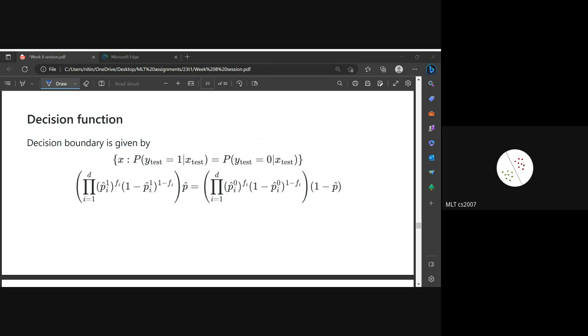Okay, let's move to the next part, which is the decision boundary. What does the decision boundary look like in naive Bayes? It will be where these probabilities are the same, because where one is greater it becomes class 1, and where the other is greater it becomes class 0. So the decision boundary is all those points where these probabilities become the same. If you solve this for fi, by taking the log and solving for fi, you will see that this is a linear function of the fi's.